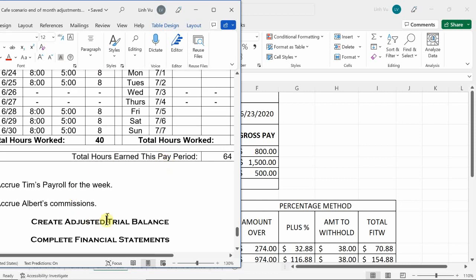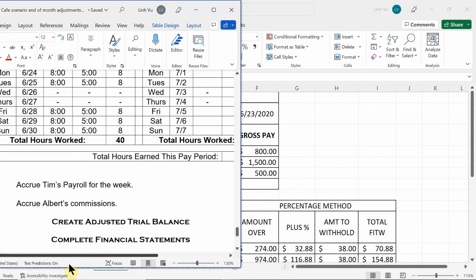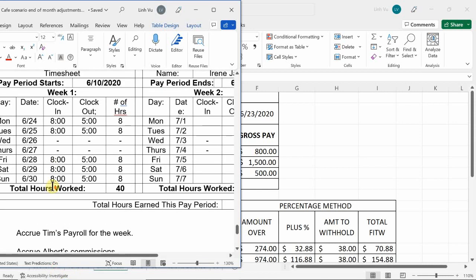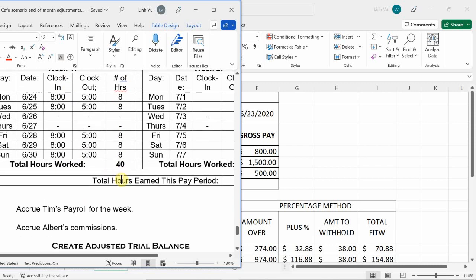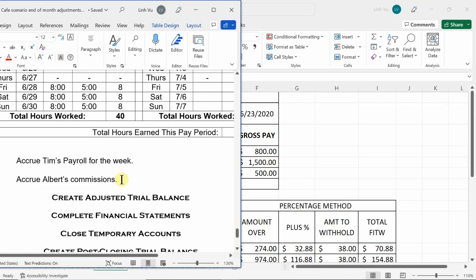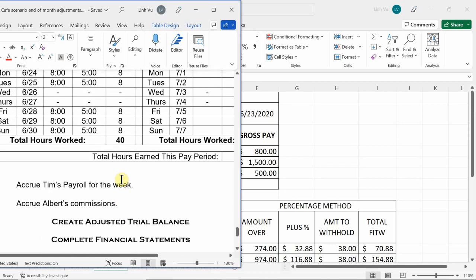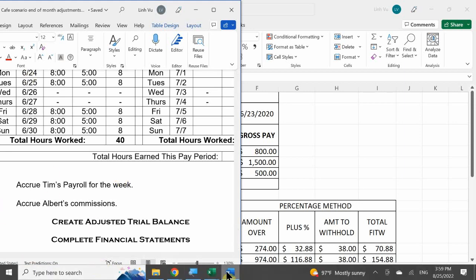It says I have to also accrue for Tim's earnings, Tim's payroll for the week. Now, in this case, if the payroll period started on Monday, June 24th, and ended on Sunday, June 30th, that is exactly 7 whole days. So in this case, how much am I going to accrue for Tim? 750, because he makes 1,500 a paycheck.